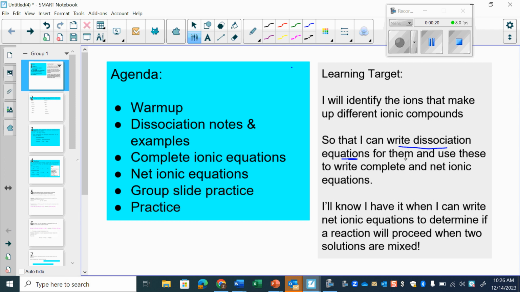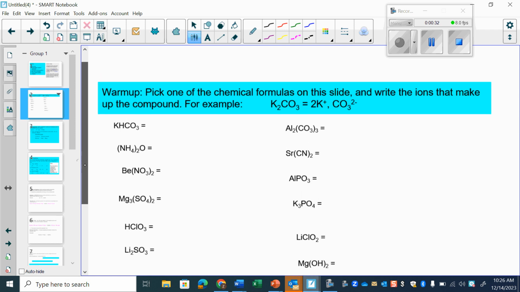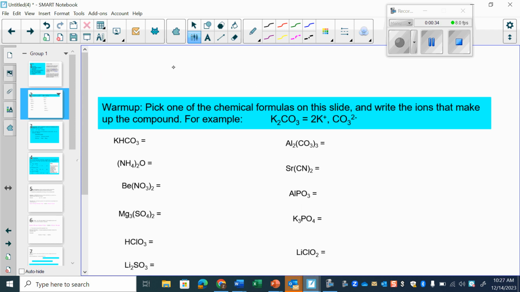When we write a dissociation equation, there is an ionic and a net ionic equation. So you know you got it when you can actually write ionic and net ionic equations. How does dissociation work? What is the concept of dissociation?